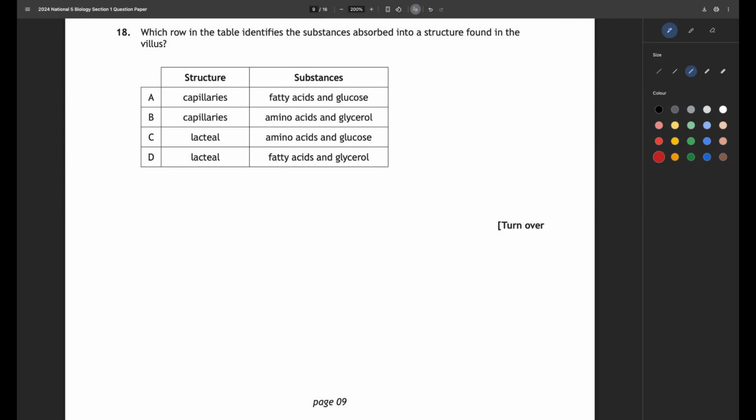So again, if you were not sure about this one, have a look over that 2.7 topic, the absorption topic, and look over the part about the small intestine and the villus and the lacteal and capillaries within, and remember the substances that each of them absorb.